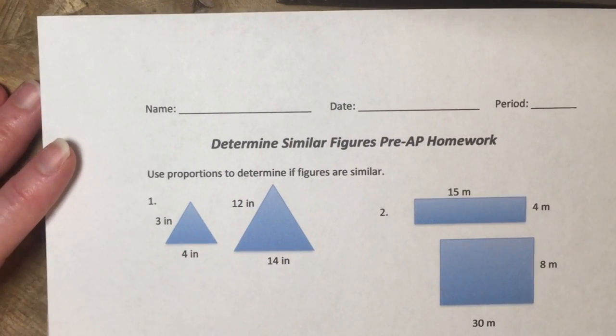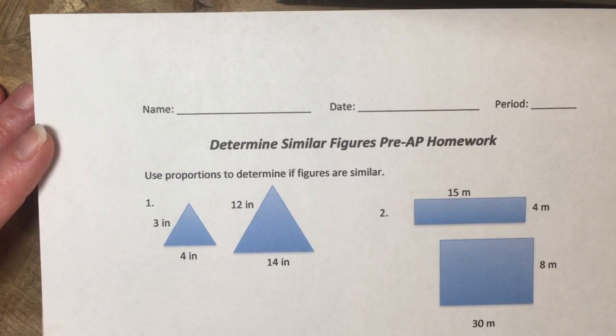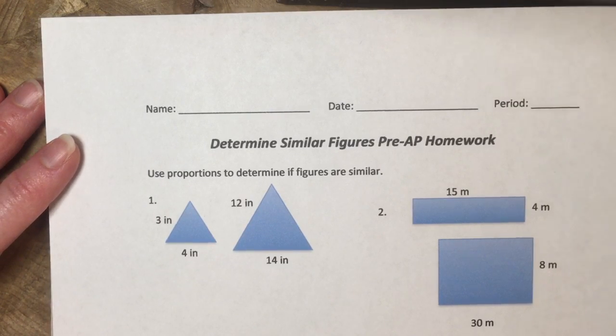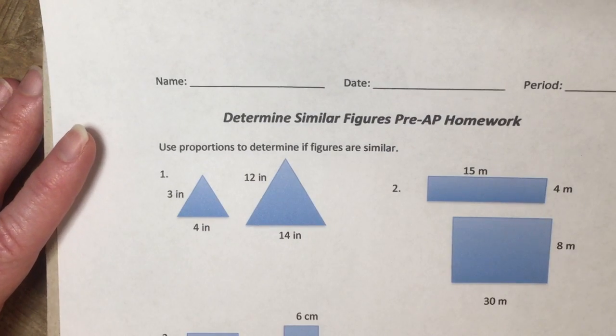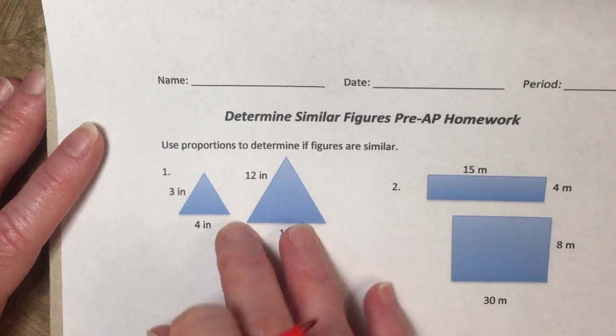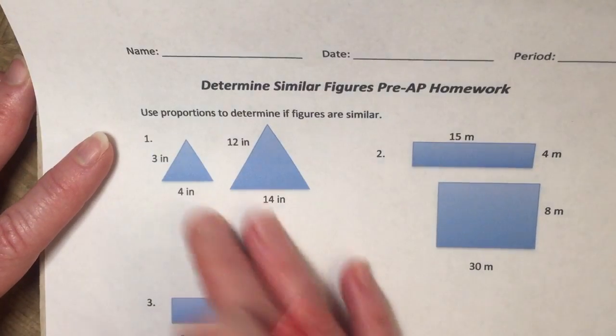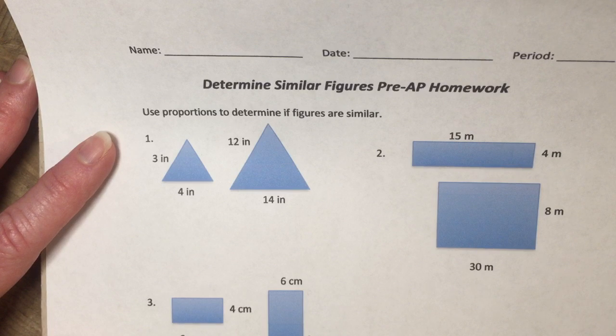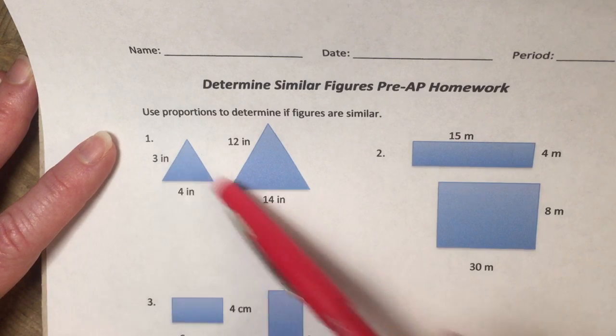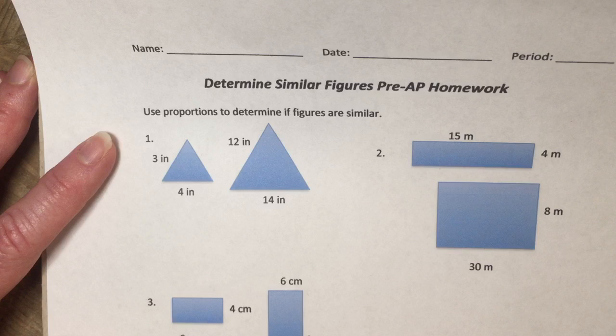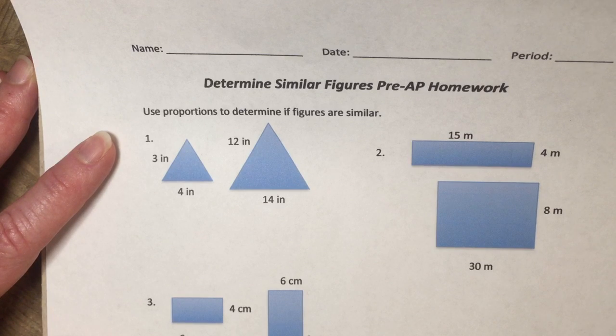So in this video, we're going to be practicing how to determine if figures are similar. I have a set of triangles here, and I want to know if they're similar triangles. They certainly look similar, but I can't know for sure until I test their sides to see if they're proportional. So I'm going to set up a proportion to solve this.